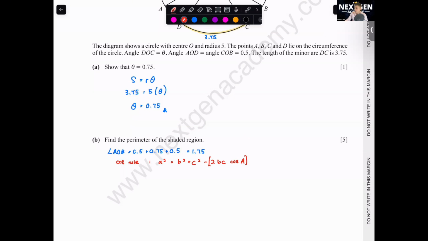Do I need to show theta? No, don't need. In the mark scheme say don't need. I just write down lah.